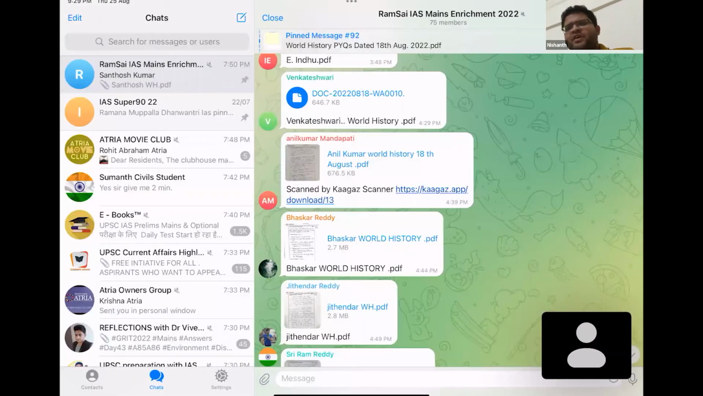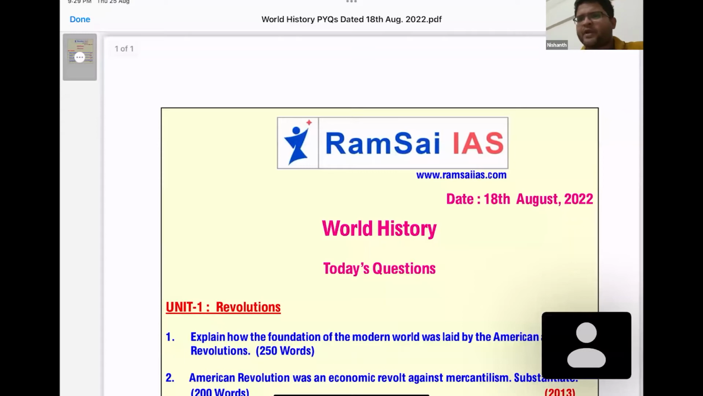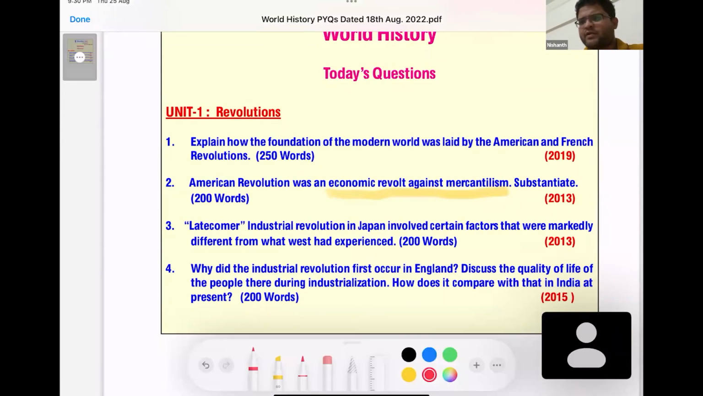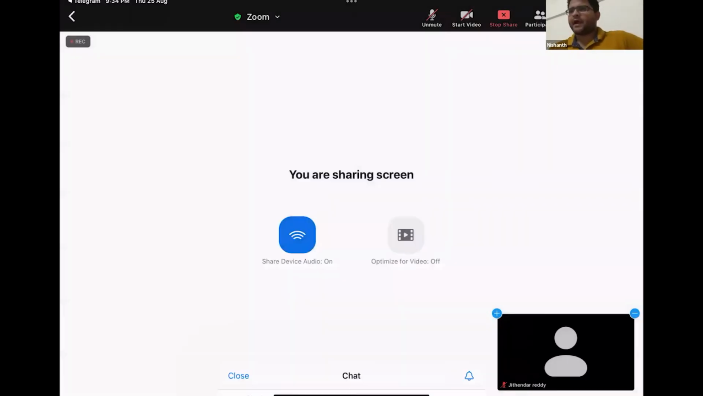See the second question. The American Revolution was an economic revolt against mercantilism. Substantiate. They are asking you to substantiate. So you have to substantiate this particular statement and also write any other dimension if possible. Take 2 minutes and give the model answer.